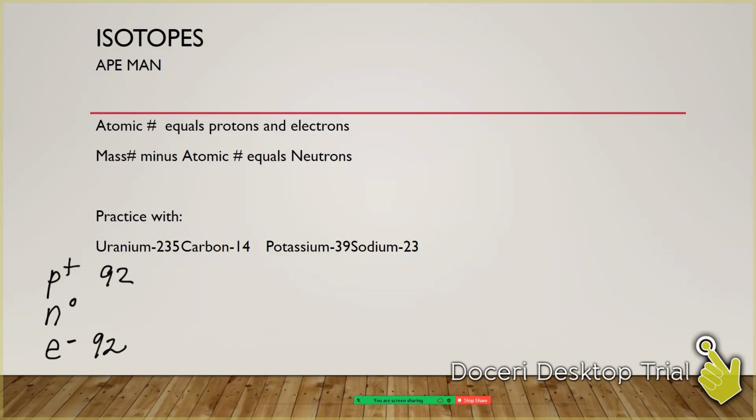All right, so how many neutrons would it have? What do we do to find our neutrons? Perfect. Mass, this is my mass number, minus my atomic number. What do I have? Why do I have 143? Anybody else get, what did we get? 143 or 146? Anybody? 235.